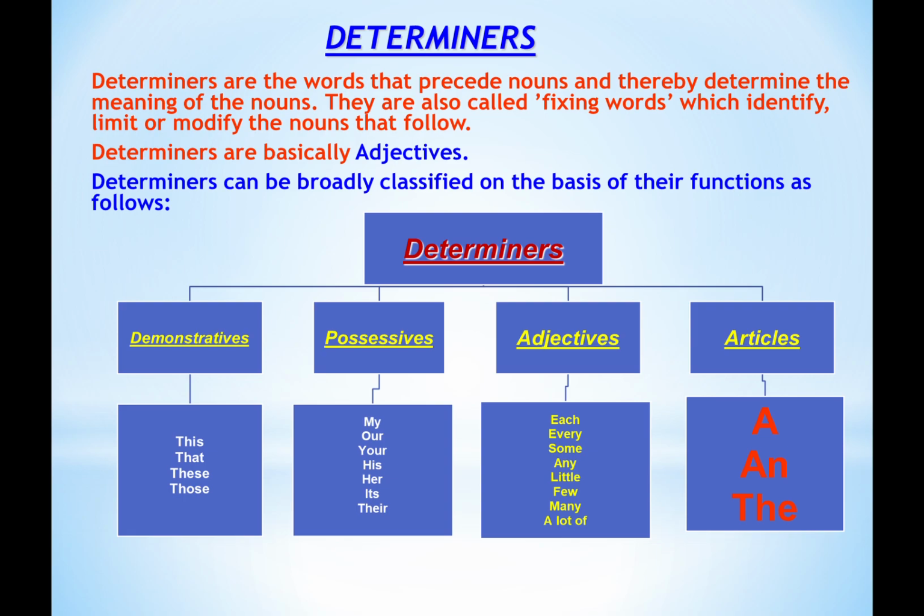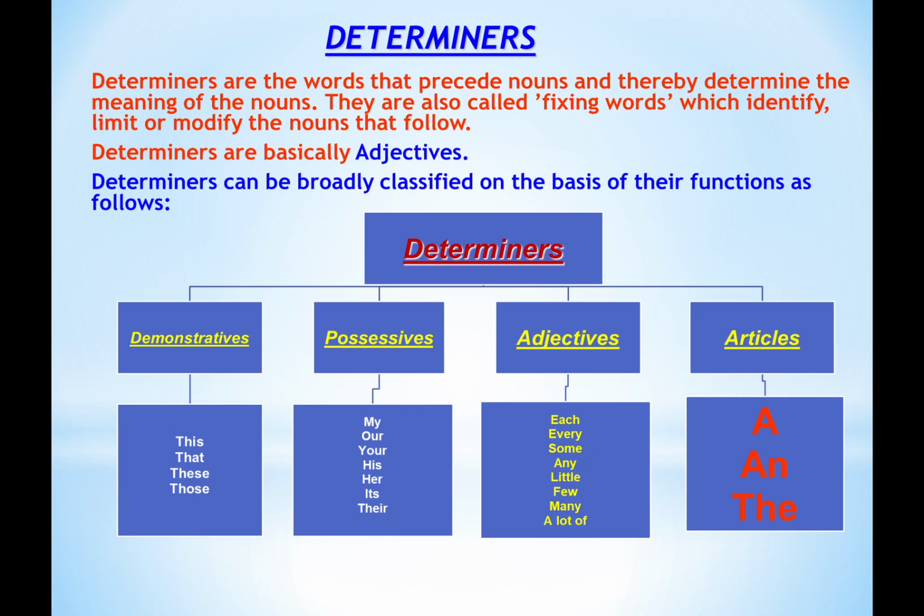Determiners are basically adjectives. Determiners are the words that precede a noun and thereby determine the meaning of the noun. They modify it. They are also called fixing words, which limit or modify the nouns that follow them. Determiners, as I told you just now, are basically adjectives.